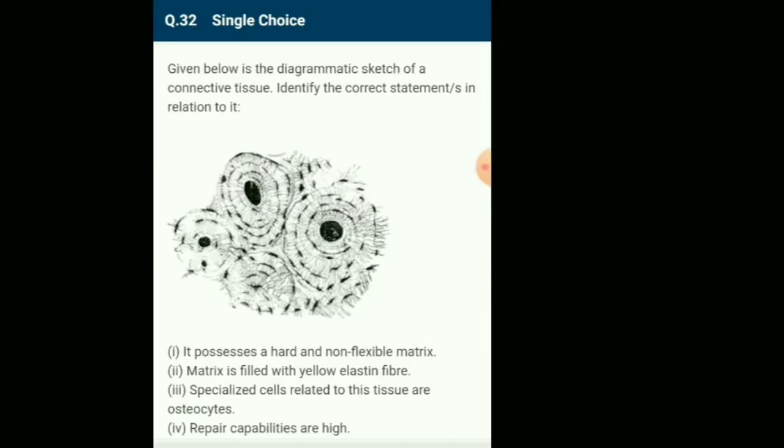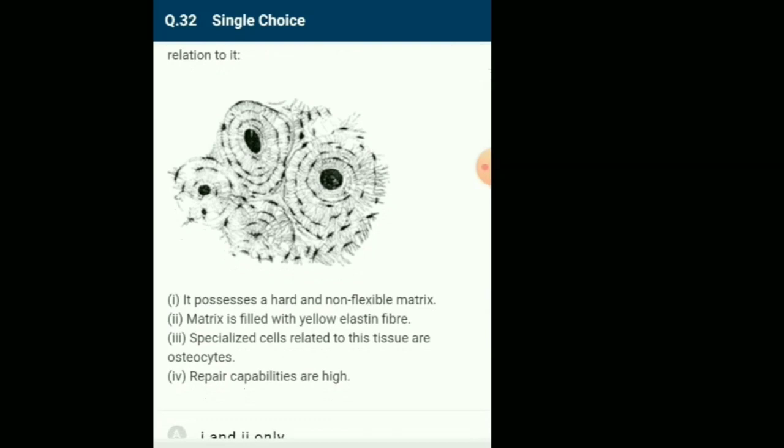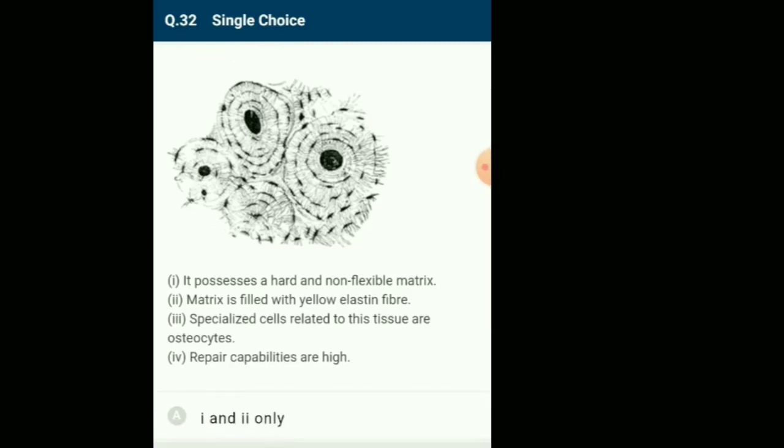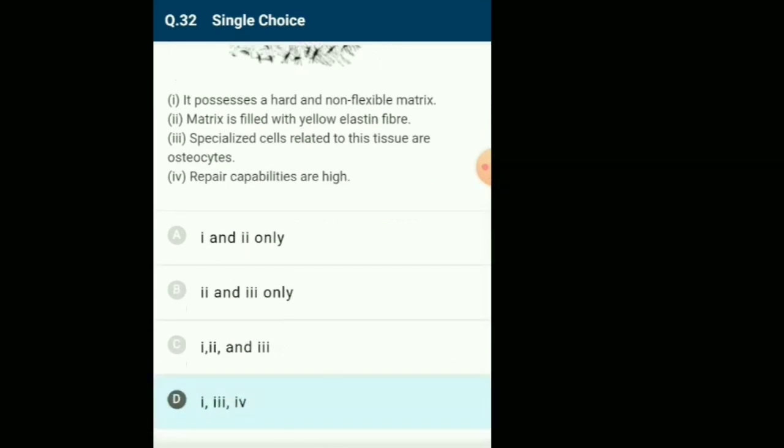Question number 32. Given below is the diagrammatic sketch of connective tissue. Identify the correct statement in relation to it. Bone matrix is a composite material consisting of organic and inorganic components. The organic matrix makes up to 20% of the weight of bone, and it is comprised primarily of collagen. The presence of more inorganic salts in the matrix of bone makes it non-flexible. So from the given four statements, the correct option is option D. First, third and fourth statements are correct.